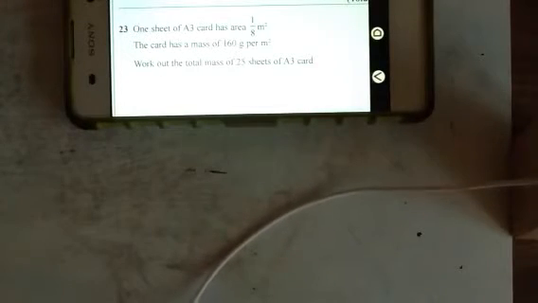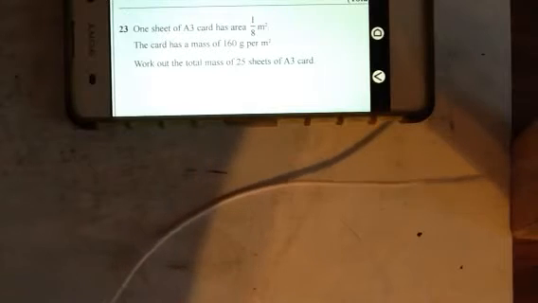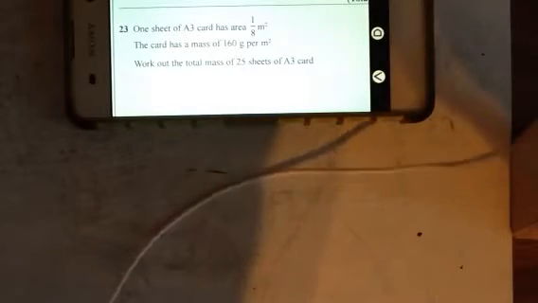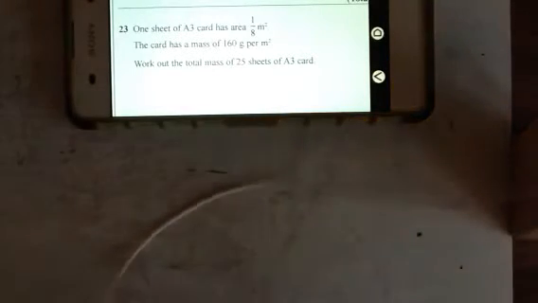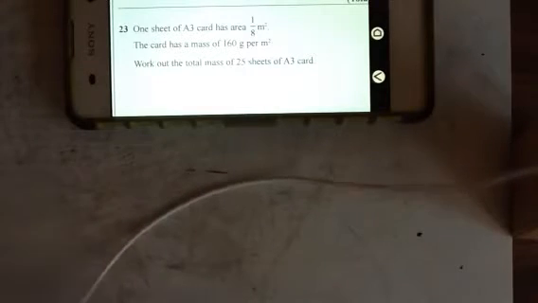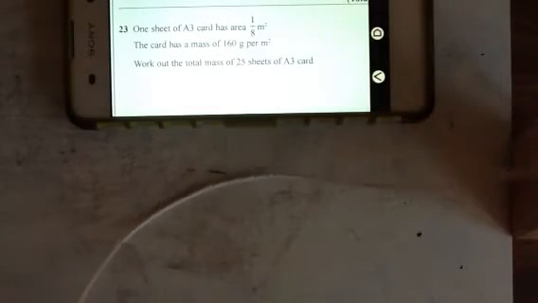A sheet of A3 card has an area of 1/8 metre squared. The card has a mass of 160 grams per metre squared. Work out the total mass of 25 sheets of A3 card. Now, people get confused with this when they see the word mass. They instantly think they need to use the mass density volume formula, but this question is a lot simpler than that. What mass actually means is the amount of material in there.